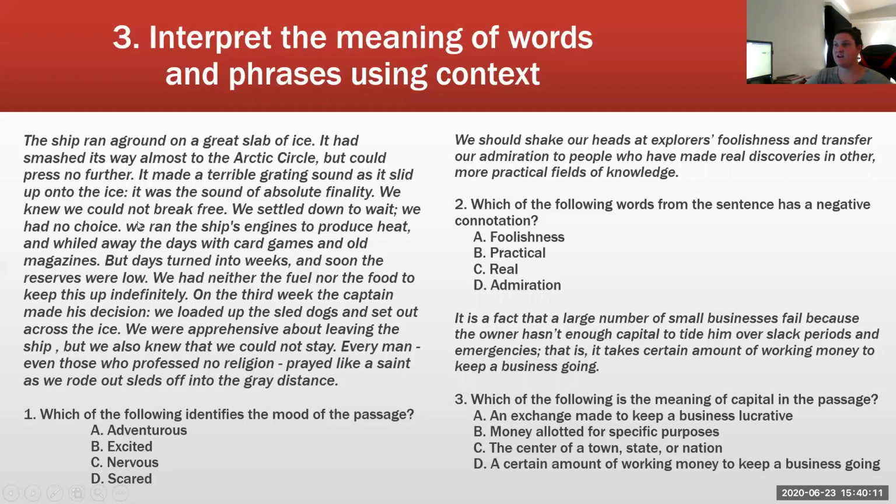We had no choice. We ran the ship's engines to produce heat and whiled away the days with card games and old magazines. Very anxious building. So although it was adventurous, it's not a happy adventurous. And the same thing with excited. This isn't explaining how kids are waiting for Christmas morning. This is talking about a ship that smashed into the Arctic Circle, and these men hoping for rescue. So although it may be adventurous and exciting, that's not the tone that we're looking for.